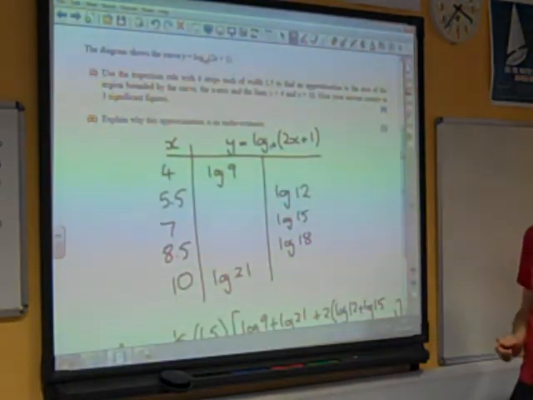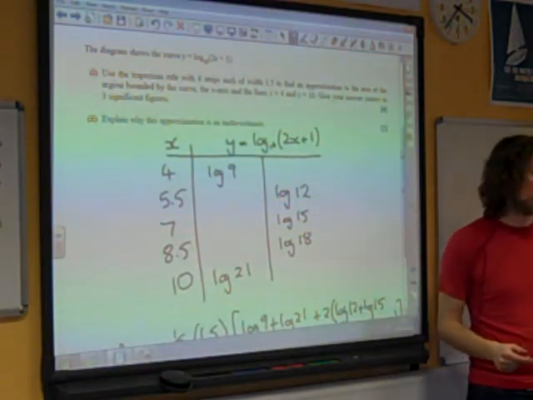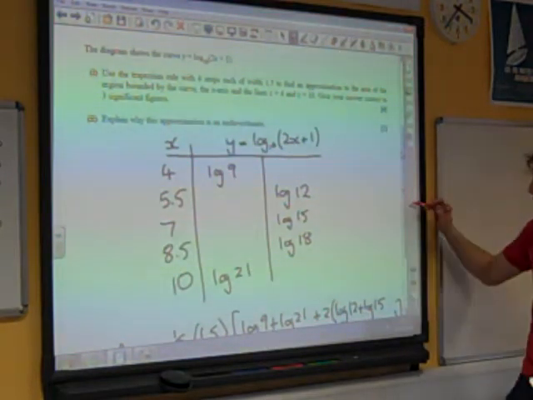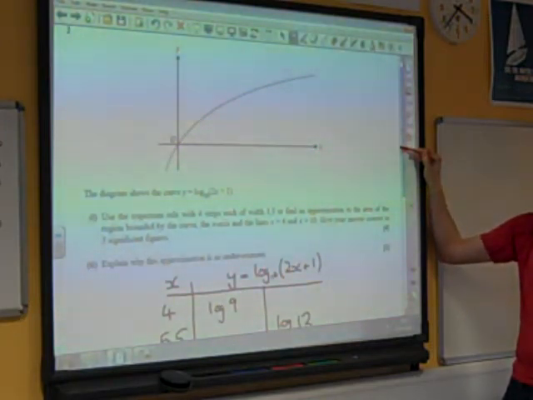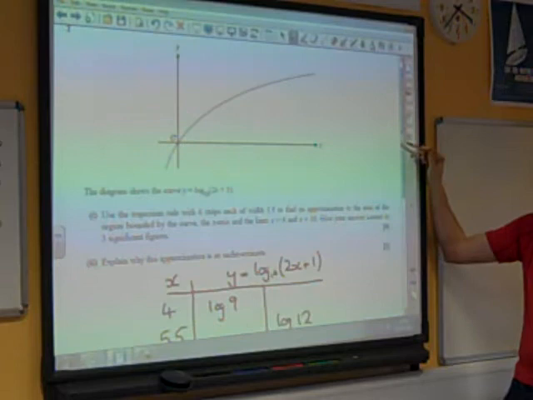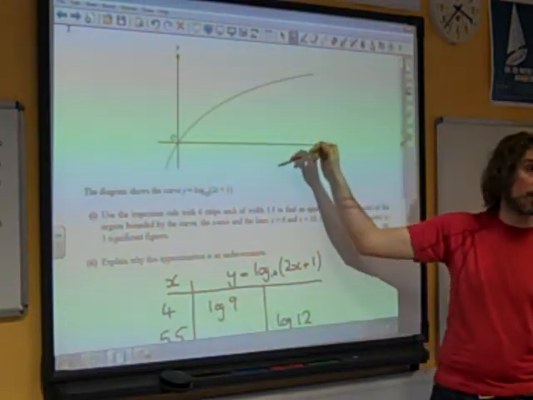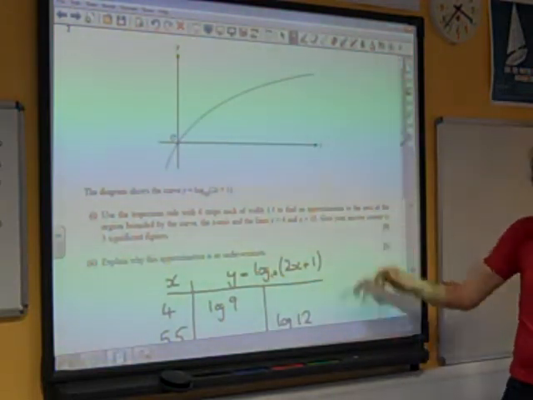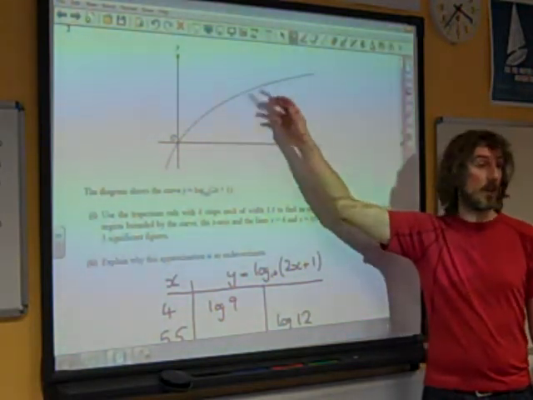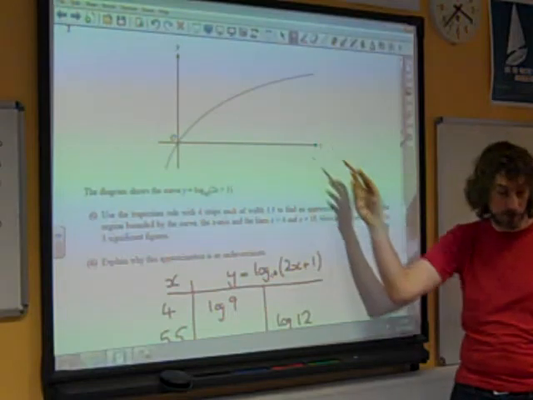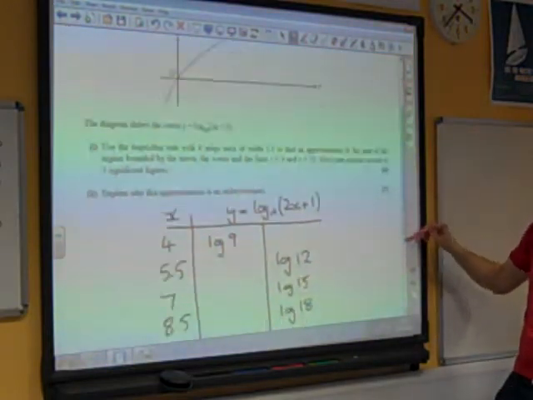Right. Part two. Explain why this approximation is an underestimate. Well, they gave you what the curve looks like. It was there, and you've done the trapezium rule on this between these values. So your approximation is an underestimate because the curve is curving over the top of each trapezium, and that's all you need to say. For one mark.